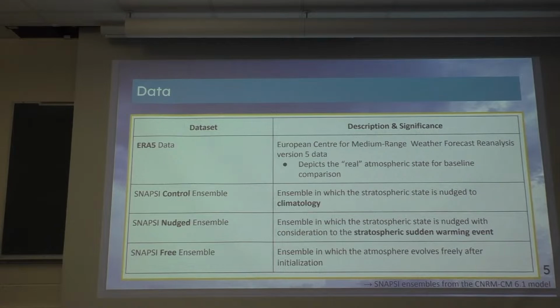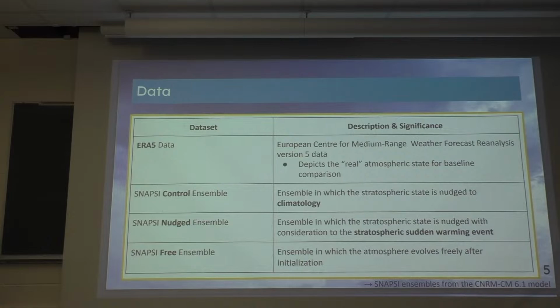As for the data itself, the SAMC ensembles are from the CNRM CM 6.1 model. The SAMC project has a bunch of different models, and this is just the one that I used this summer. And I compared 4 different types of data. The first one being the ERA5 data, which is the ECMWF reanalysis version 5 data, and this is to depict the actual atmospheric state at the time of these blocks for baseline comparison.